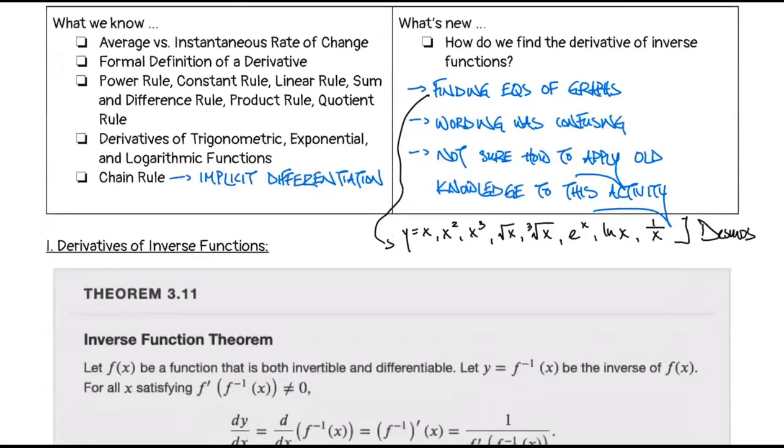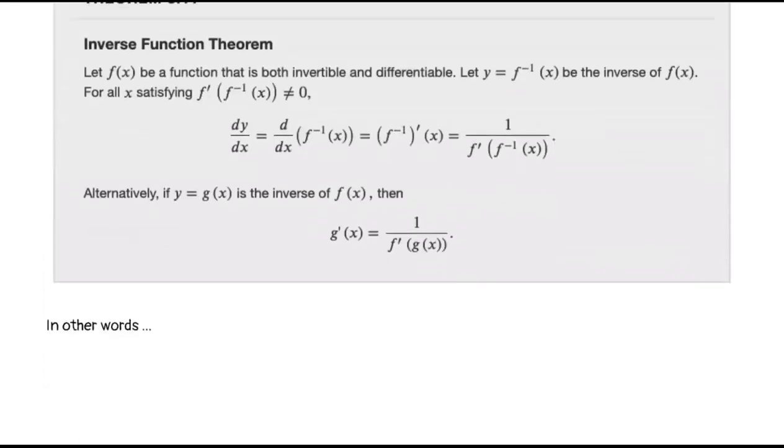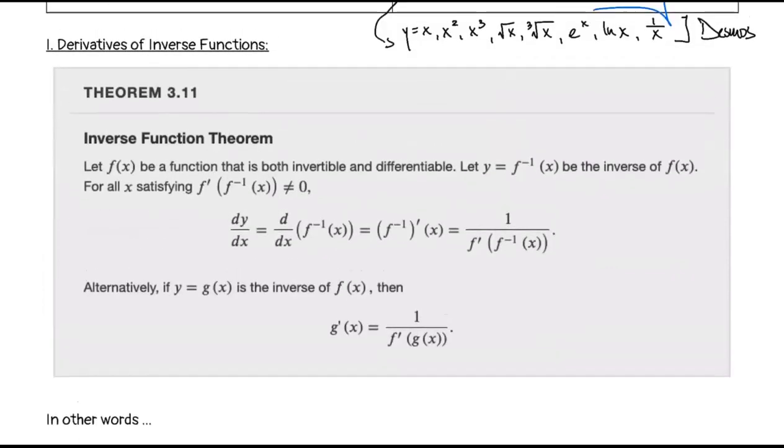So after we've done this, let's revisit that activity and see what that question was really asking and how we can unpack the language in that activity. So I hope my screen share is going to keep up. I think it will. Okay, so derivatives of inverse functions.